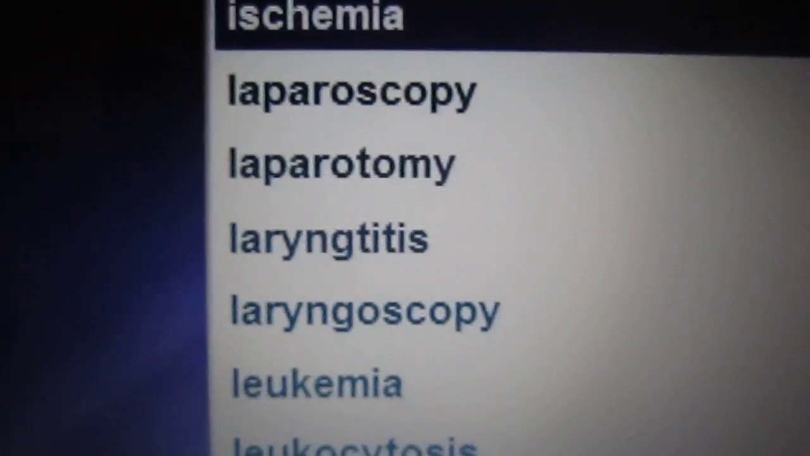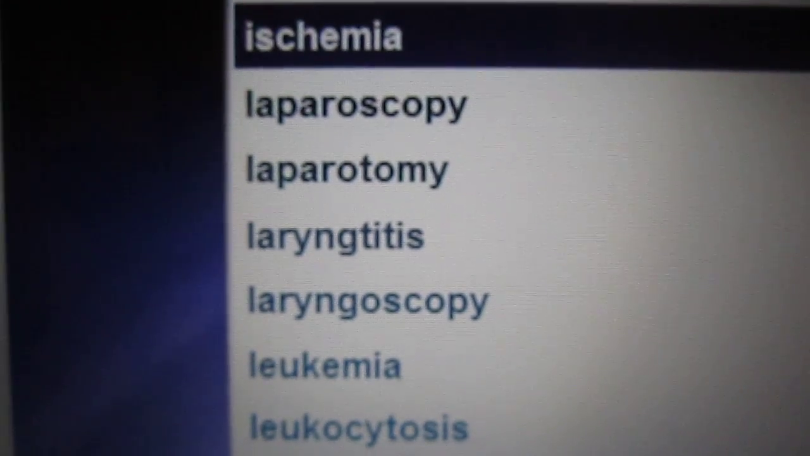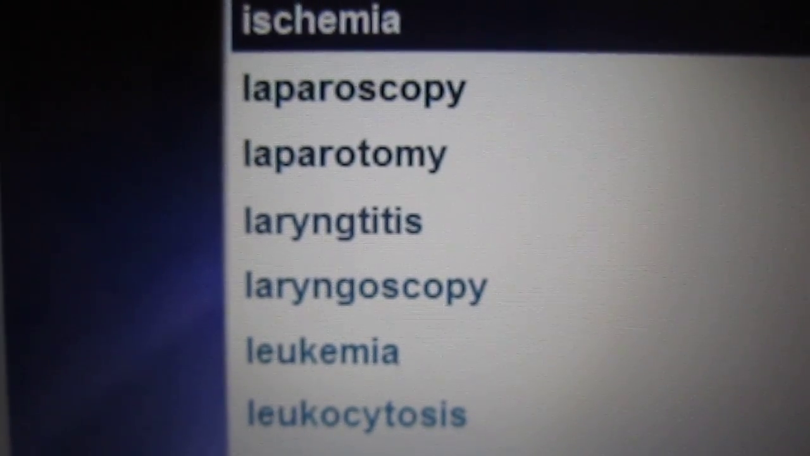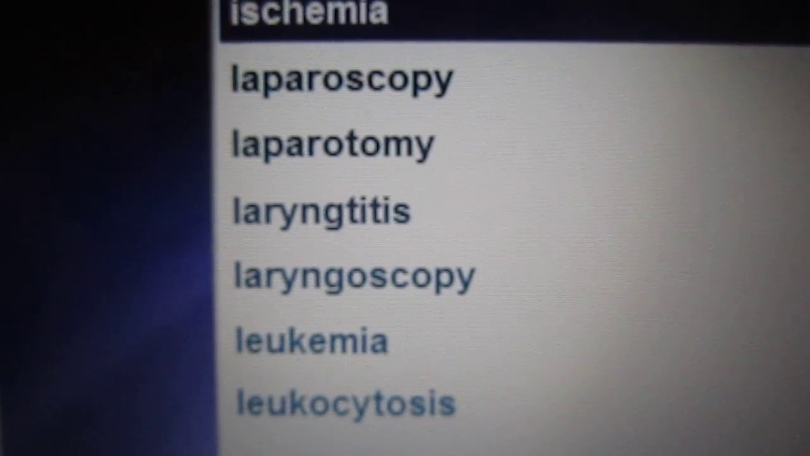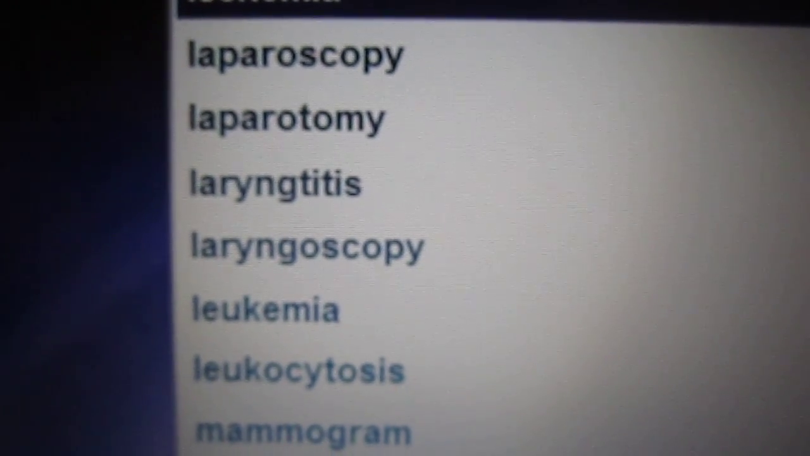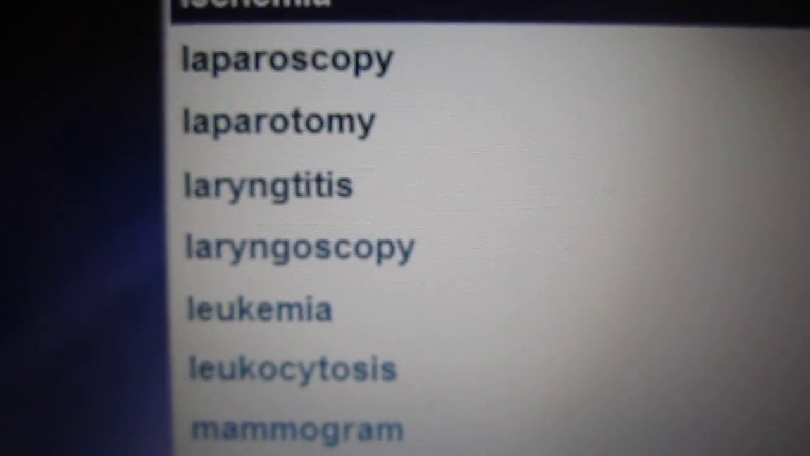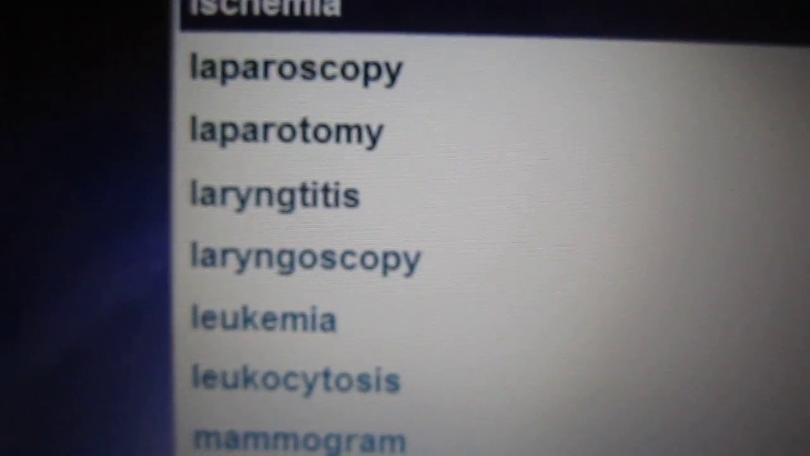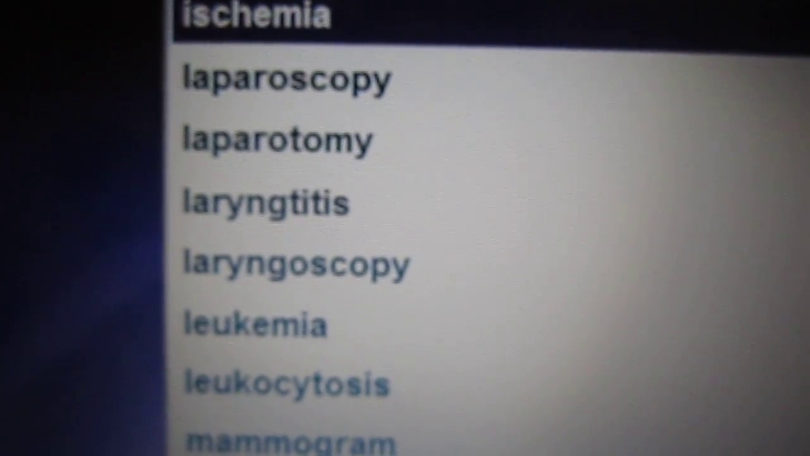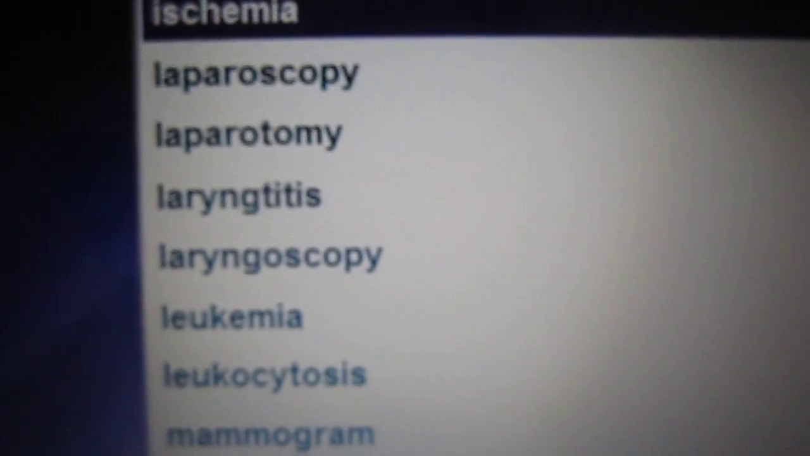Ischemia. Ischo, I-S-C-H-O, means to hold back. Emia, E-M-I-A, is a blood condition. Ischemia is a condition in which blood is held back from or prevented from reaching an organ, tissue, or structure. If ischemia persists, cells will die and stop functioning. A heart attack is caused by ischemia within heart muscle, and a stroke is caused by ischemia of brain cells.